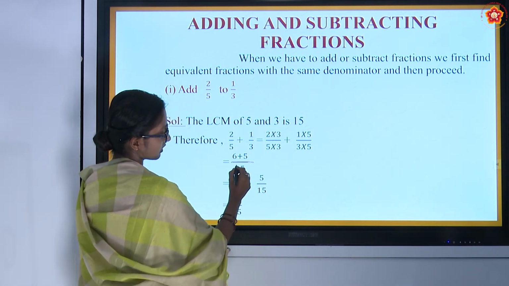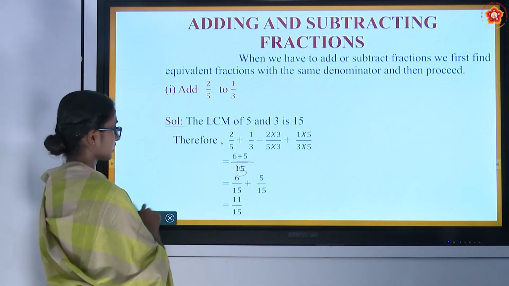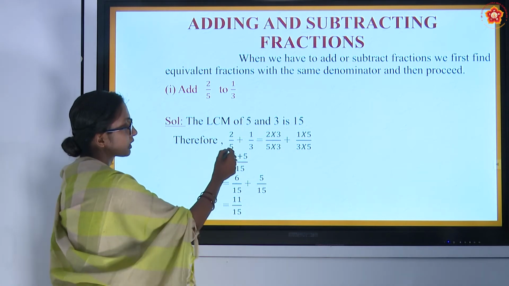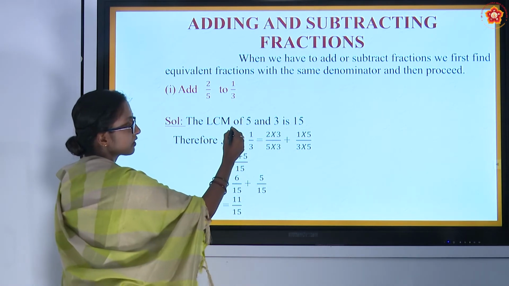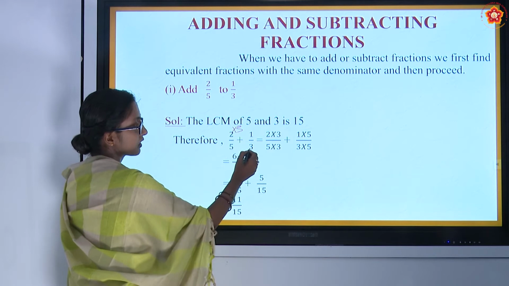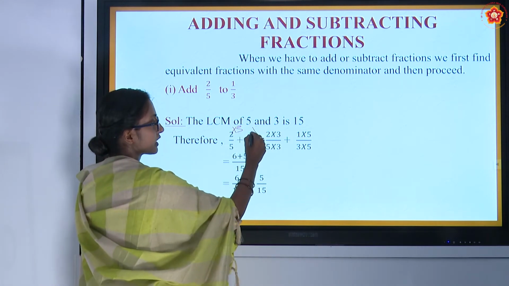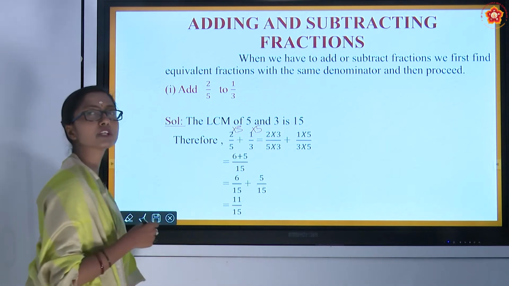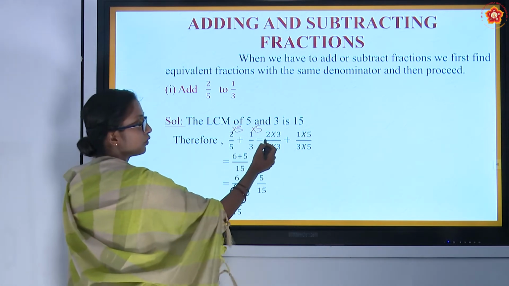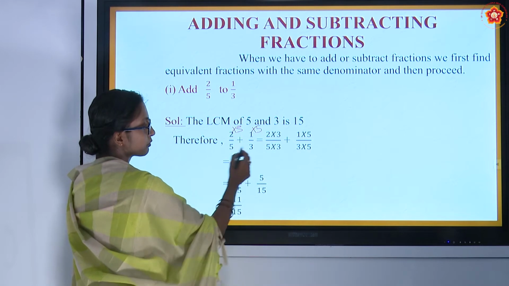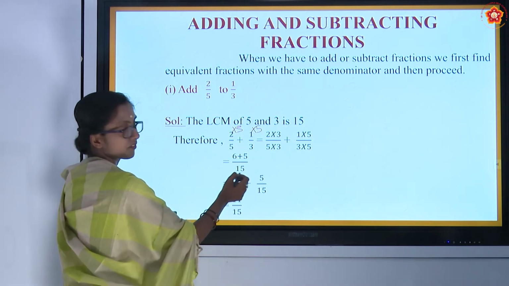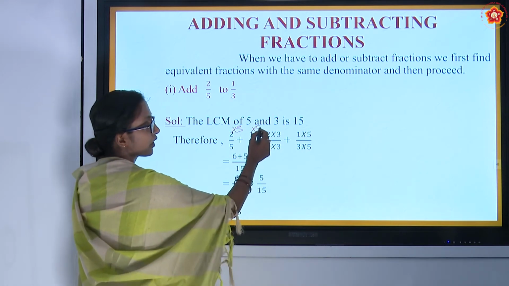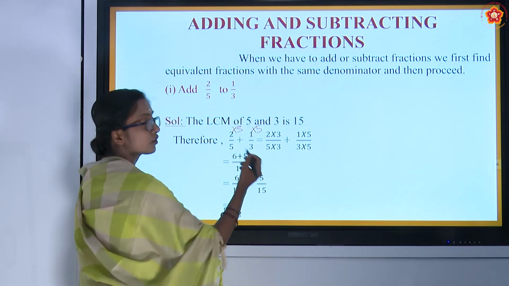5 3s are 15. They have written here, right? 5 3s are 15. But numerator, as I said, we need to multiply. 5 how much are 15? 5 3s are. 3 how much are 15? 3 5s are. So this 3 and 5, we need to multiply them with numerator. 3 into 2 divided by 5 3s are, that is 15. We are going to write 5 3s are 15 plus 1 into 5 divided by 3 into how much?